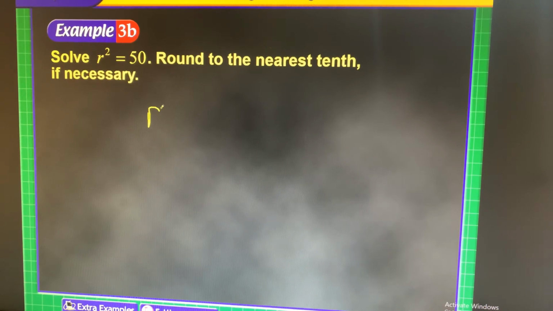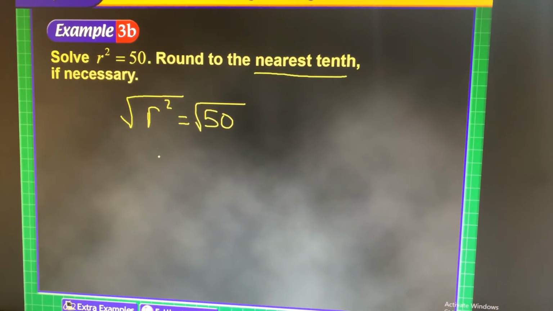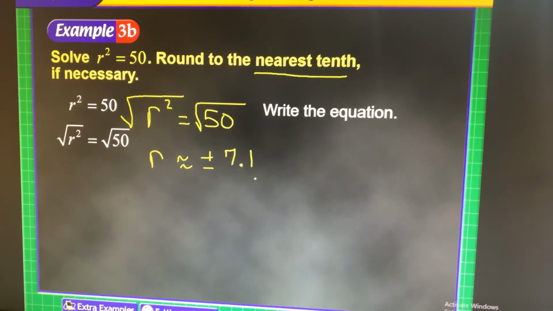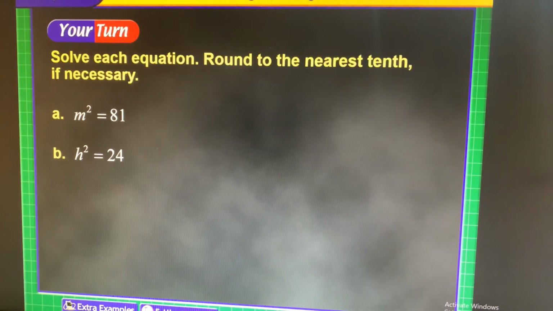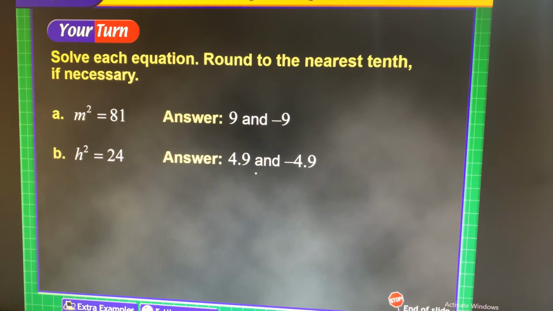Same thing on this one. So you have r squared is equal to 50. Make sure you're paying attention that it's telling you to round to the nearest tenth. To undo a square, take the square root of it. So you're going to take the square root of 50. Remember, you're going to look at what two perfect squares it is between, that whole thing. So you're going to say r is approximately positive or negative 7 1/10, because it's really close to the square root of 49. Positive or negative 9. And then this one, positive or negative 4 9/10, because it's really close to being the square root of 25.